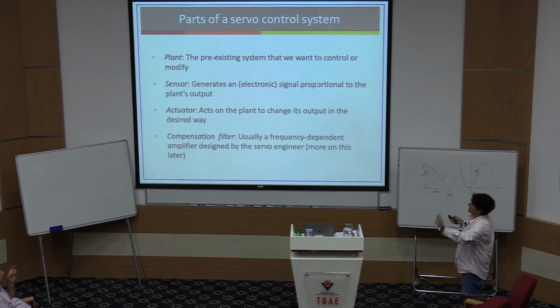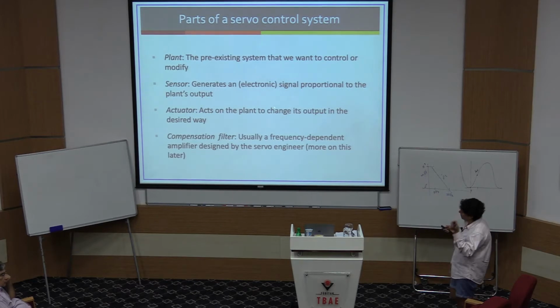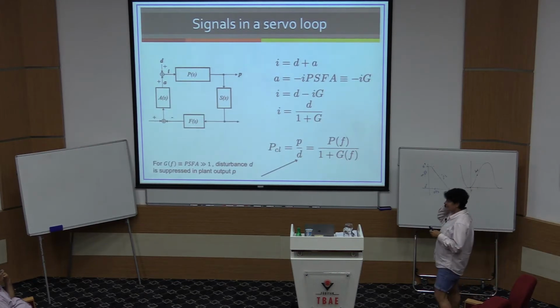The plant is the existing system we want to control or modify. The sensor generates a signal that's proportional to that property of the plant we want to control. The actuator acts on the plant to change its output, and that filter in between, the compensation filter, is something that is usually a frequency-dependent amplifier, but we get to design that based on all the other parameters. Okay? So let's look at what the signals in the servo loop are.